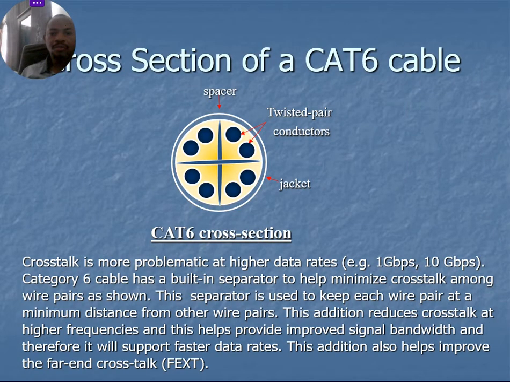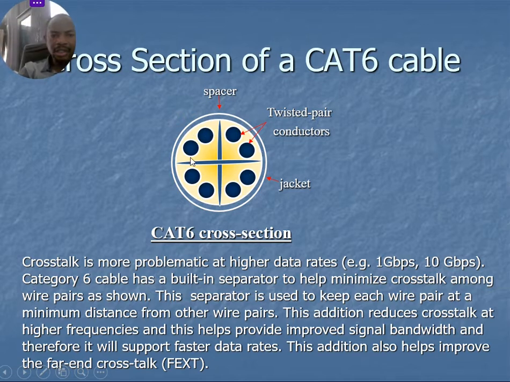Okay, now let's move on to the cross section of a Cat6 cable. Starting from Cat6 cable, we introduce what we call a separator. This separator separates these wire pairs. These are the twisted pairs. Each twisted pair is like it has its own apartment. This one has its own apartment, this one has its own apartment. What you see here is like four flats.